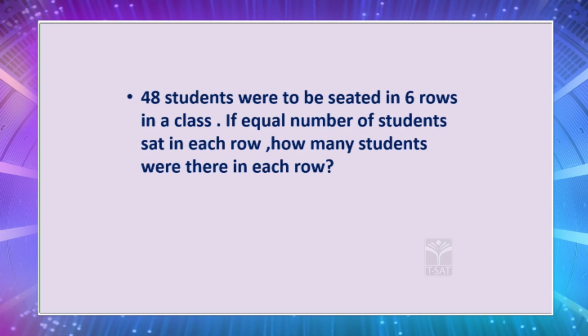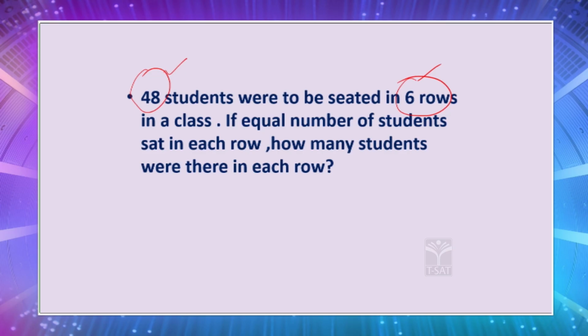48 students were to be seated in 6 rows in a class. In a class there are 48 students. If an equal number of students sat in each row, how many students were there in each row? See, we have a larger number of students. That means we have the larger quantity and we have to divide it into smaller quantities. So, when we are moving from a larger quantity or larger group to smaller groups, we are using the division concept. Understood? When we are moving from smaller quantities to larger quantities, we are using multiplication. Here we are moving from a larger group to smaller groups. So, we are using the division method.